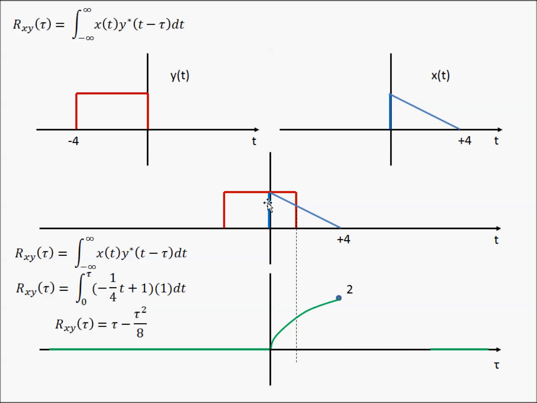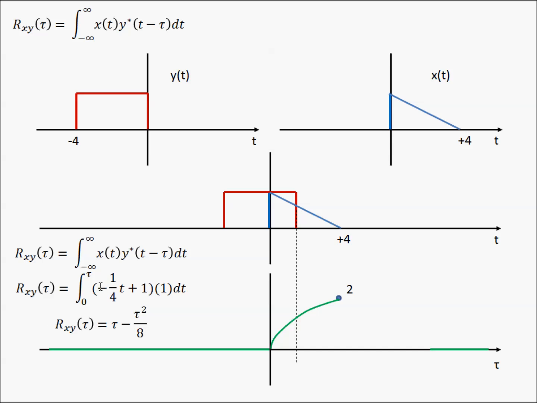So if we look at the cross correlation, anywhere up to and including 0, the value is going to be 0. So the lower bound of our integration is 0. The upper bound of the integration is going up until the shifted value tau. So the lower bound is 0, because anything below 0, when you multiply them, will be 0. The upper value is tau.